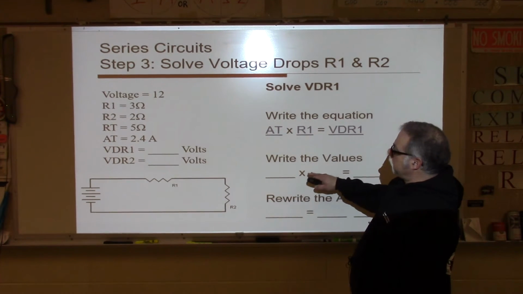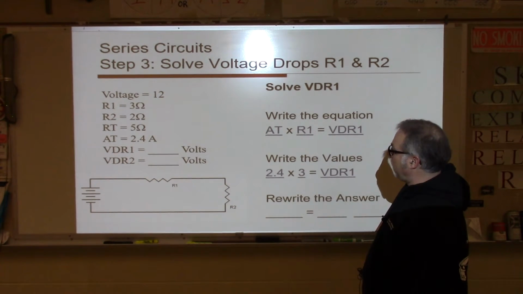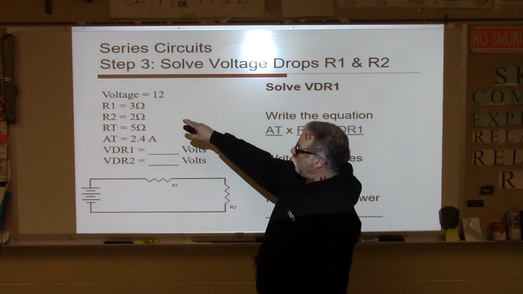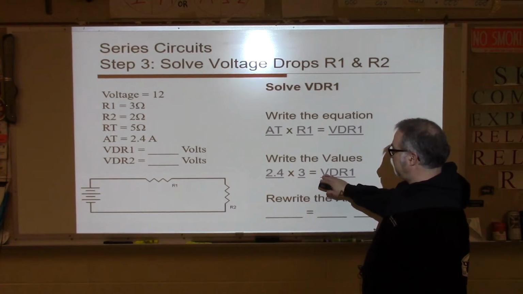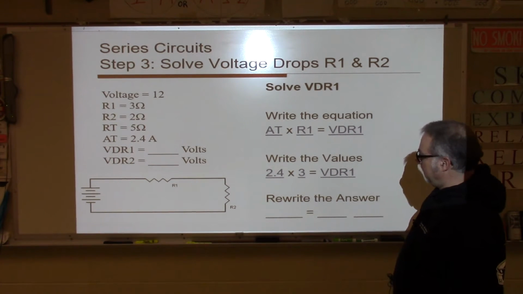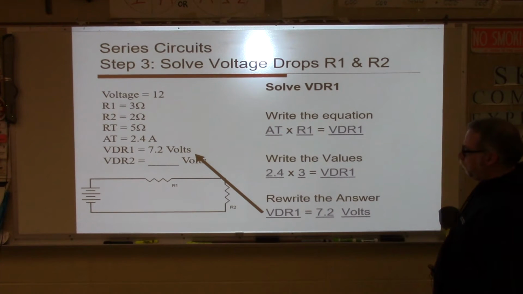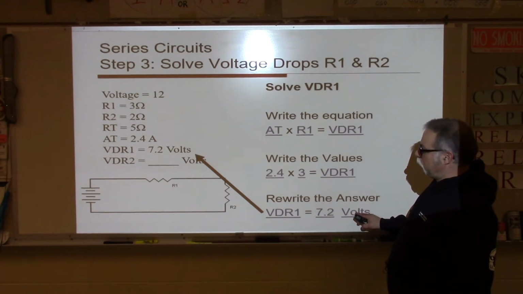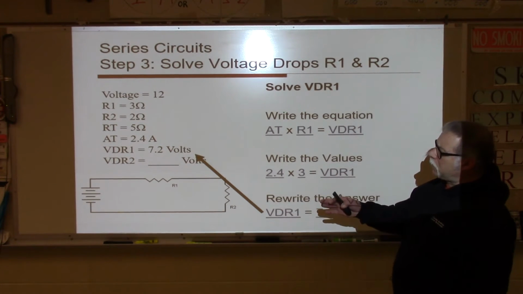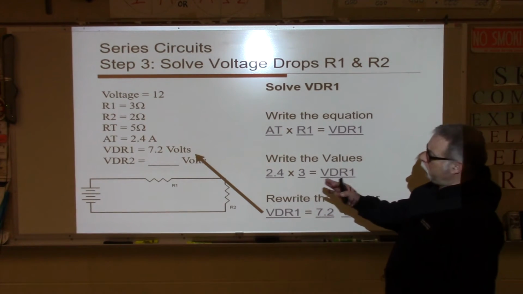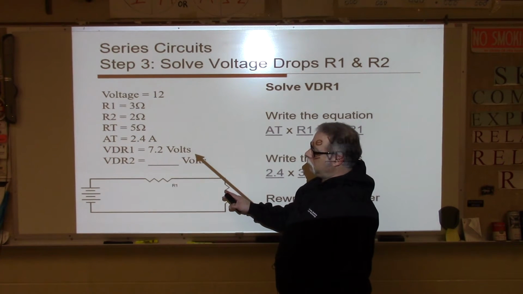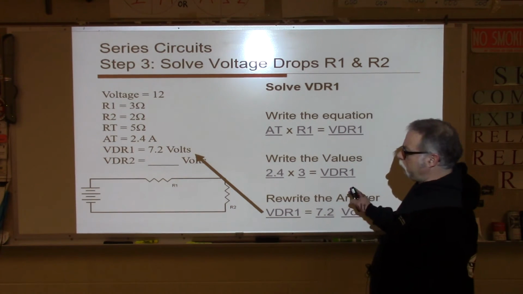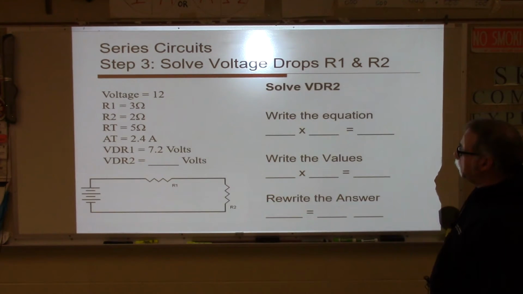So we'll bring our values over. Amperage total is 2.4. Look up here on the list, R1 is 3 ohms. So 2.4 times 3 is going to get us voltage drop at R1. So 2.4 times 3, voltage drop at R1 is 7.2 volts. So we started out with 12 and we've dropped 7.2 here. We could subtract the 2 and predict our number here. We're going to go ahead and figure the voltage drop at R2 as well.